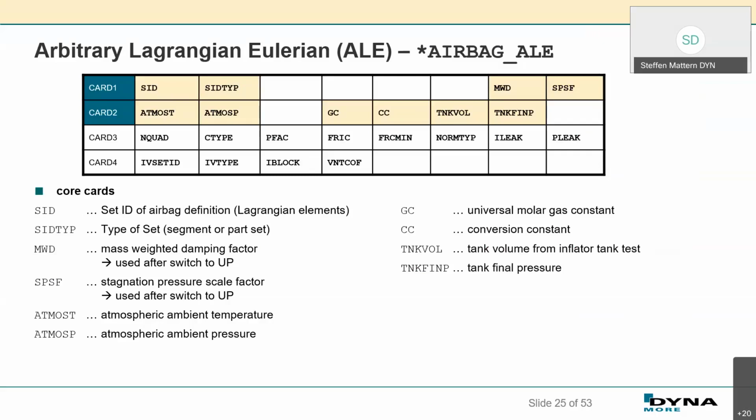So the first cards, because it's a dedicated airbag keyword, look pretty similar to the airbag hybrid. So you recognize these things where you define the closed volume, and pressure and temperatures and things can be defined. And also there is even a possibility to switch back to the uniform pressure method at some point in time. That will come later in the keyword.